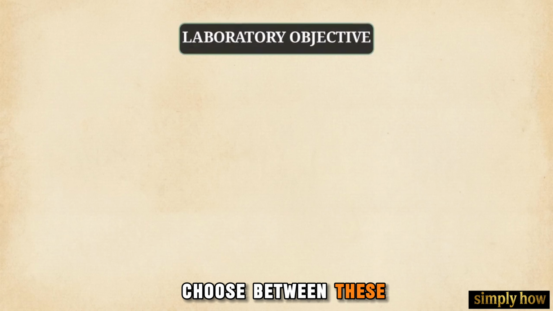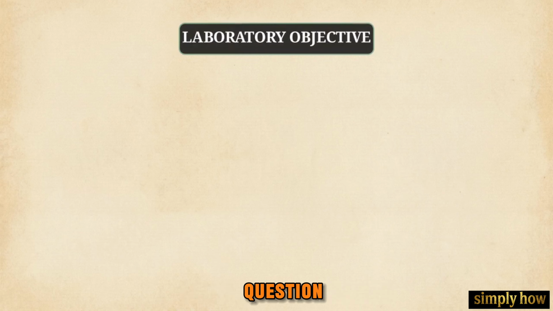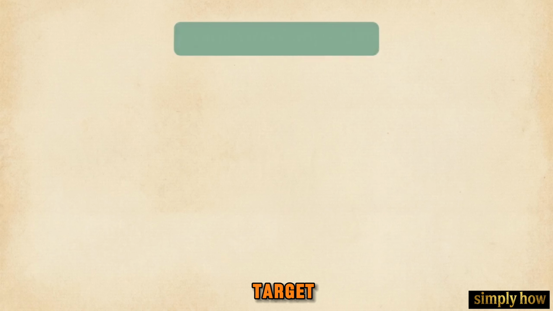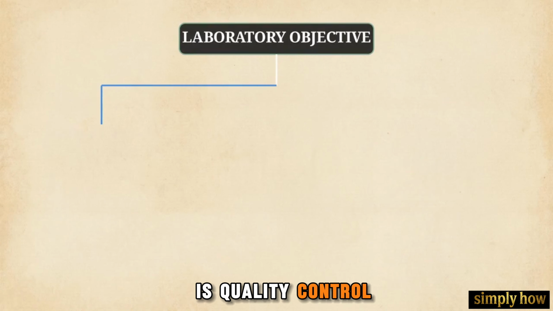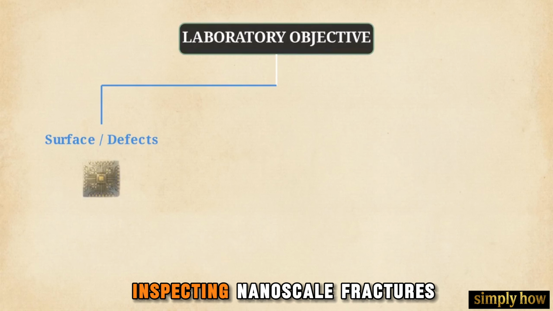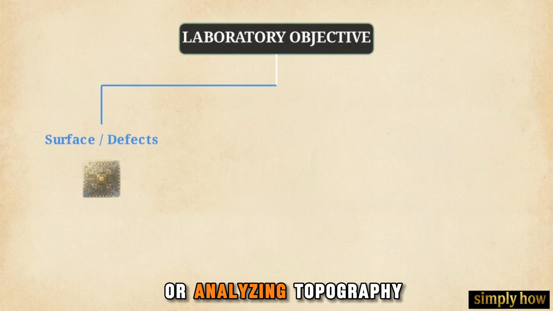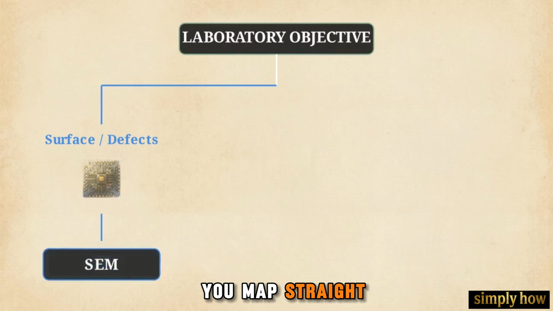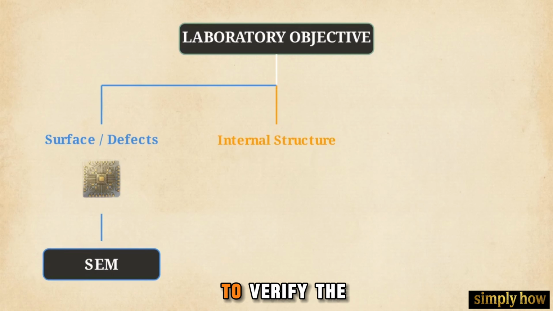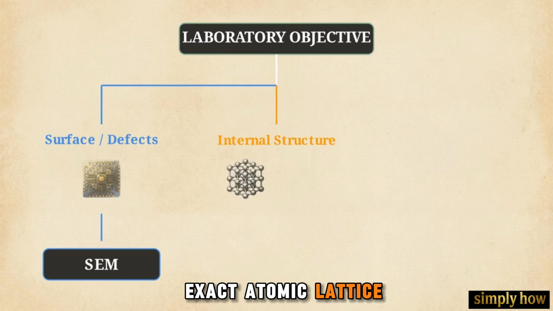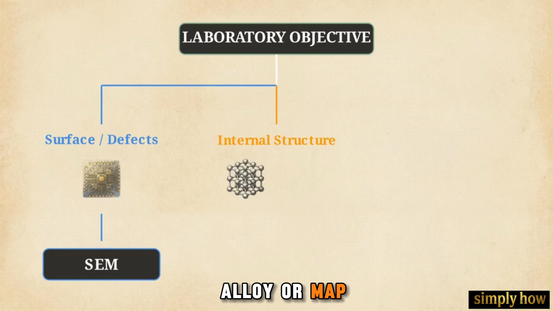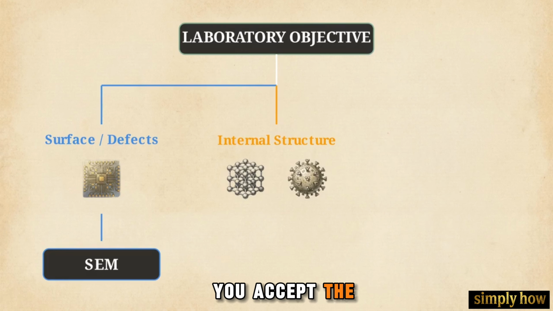This decision tree shows how labs choose between these multi-million-dollar models. The evaluation starts with a single question: what is your target? If your objective is quality control on a semiconductor, inspecting nanoscale fractures, or analyzing topography, you map straight to the SEM. If you need to verify the exact atomic lattice of a new aerospace alloy, or map the internal protein structure of a specific virus, you accept the grueling sample prep and invest in the TEM.